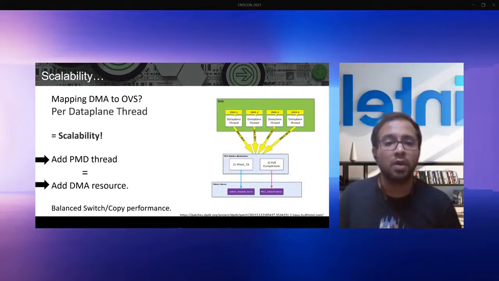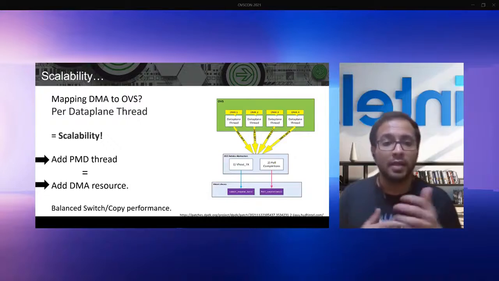But we haven't talked about how OVS is going to manage these DMA devices. OVS still has the responsibility to configure and assign the DMA devices. So how does the assignment scheme look like? For scalability reasons, we have a per thread assignment of DMA devices, which means no contention among threads to share the DMA devices. And since there are only a handful of them available, this is the best way to go about it from a resource consumption and from a scalability standpoint.